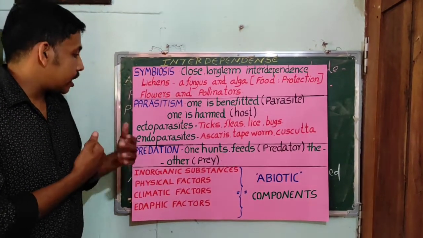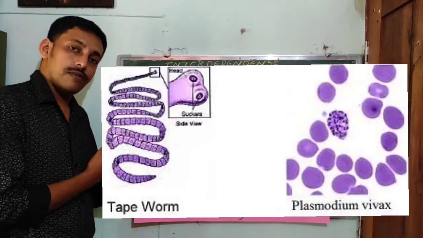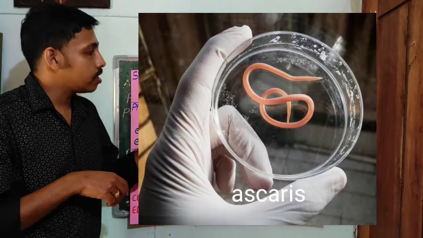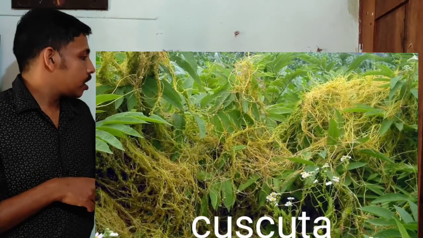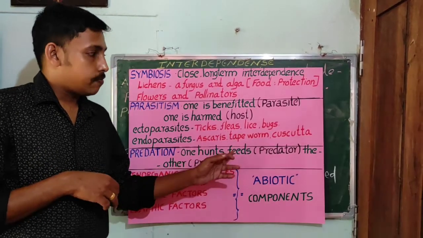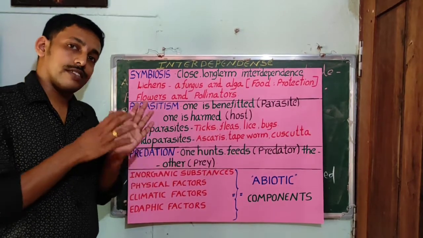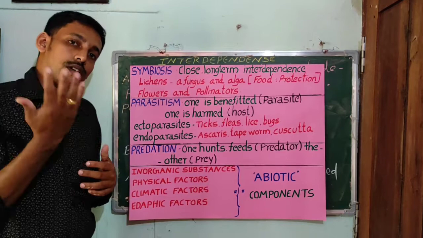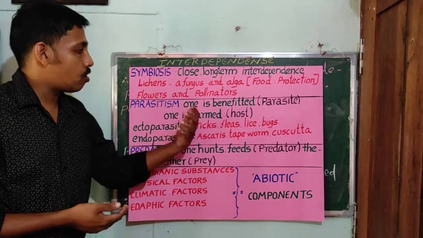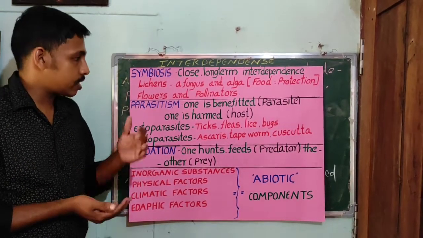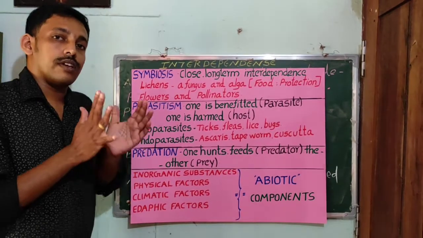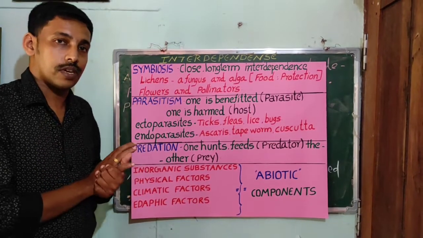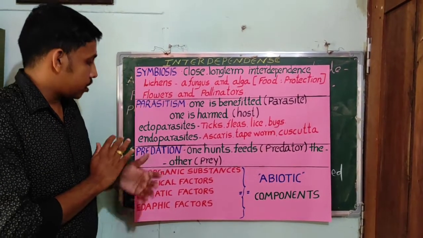Then endoparasites, which live inside the body of the host. For example, ascaris, tapeworms, cuscuta, all these are examples of what? The endoparasites. Some of the endoparasites may cause some diseases in the host. So it's a type of negative interaction, an antagonistic interaction.